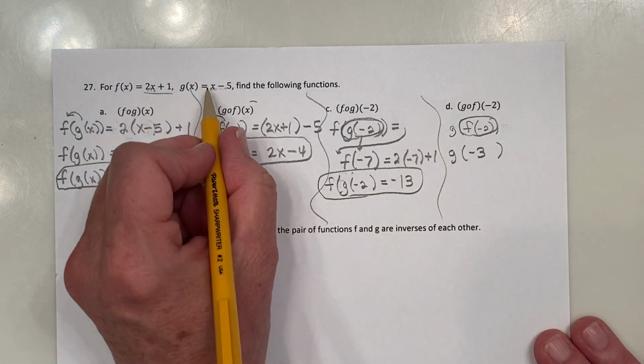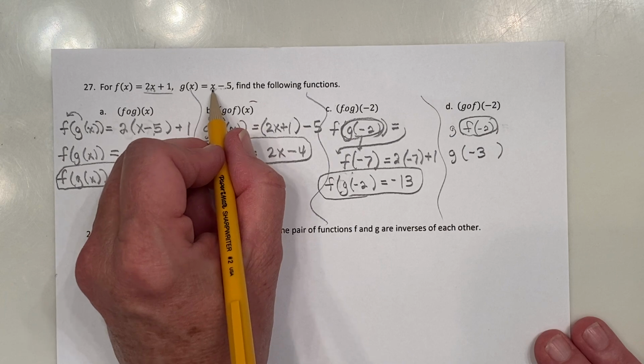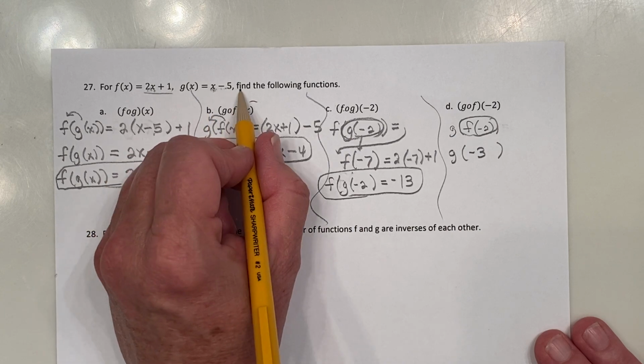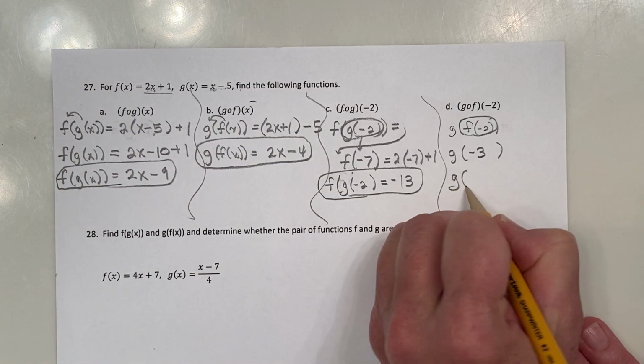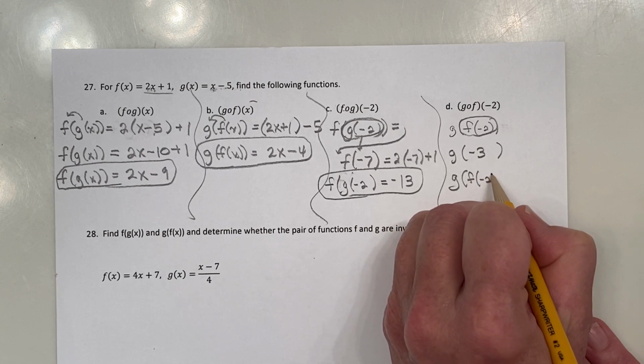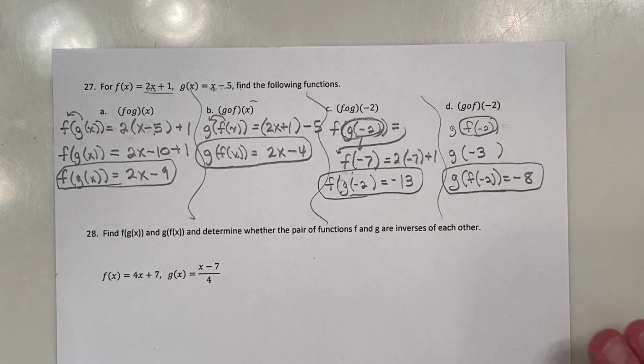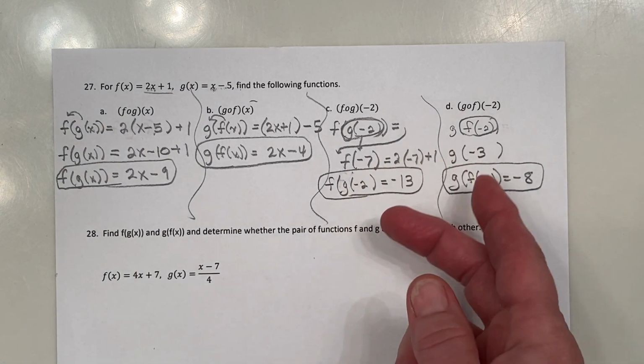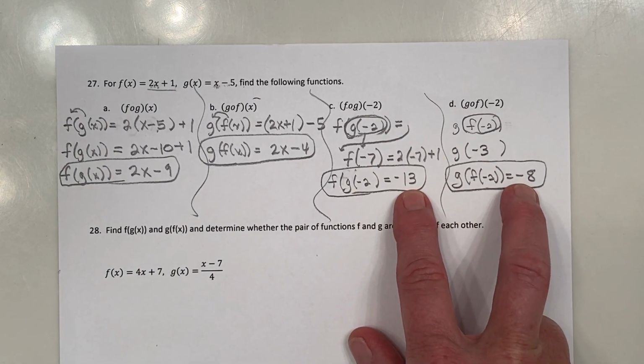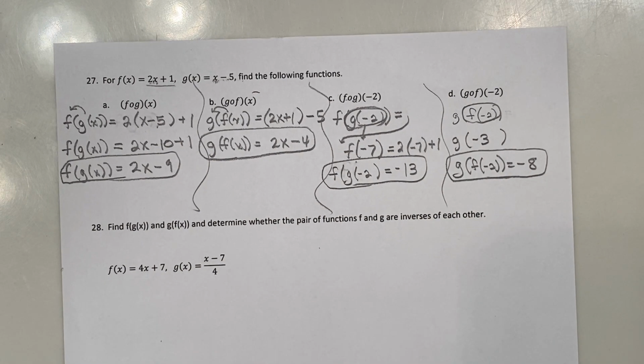So now let's find G of -3. Let's plug in -3 here for this X and we get -8. So the final answer is -8. And you've probably already noticed that when you reverse the functions, you don't get the same answer. Sometimes you might, it just works out that way.